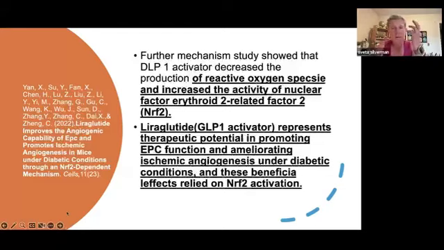GLP-1 decreases the production of free radicals. How? By increased activity of NRF2. So liraglutide is one of the drugs. It's like Ozempic, one of these categories of GLP-1 activators. I'm showing you the quote from the paper, and you see the name and the authors. Look at this. Next.